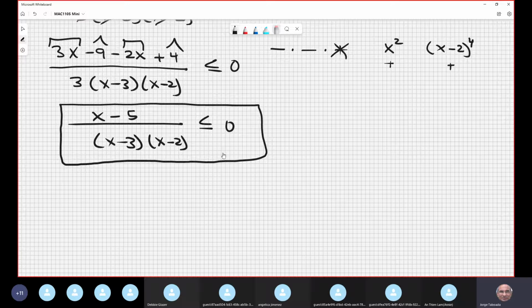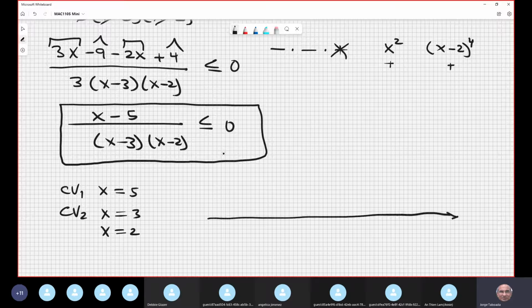You find the critical values. The critical value on the top is 5. The critical values in the bottom are 3 and 2. With this information, I go to the graphic part. Negative infinity, infinity. I suppose 0 is here: 1, 2, 3, 4, 5. Okay, partition at 2, partition at 3, partition at 5.